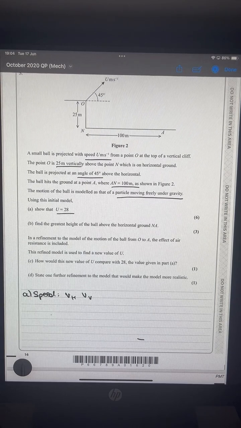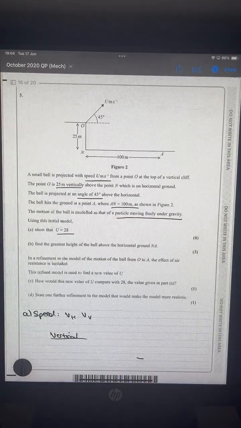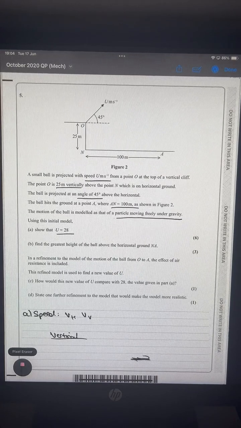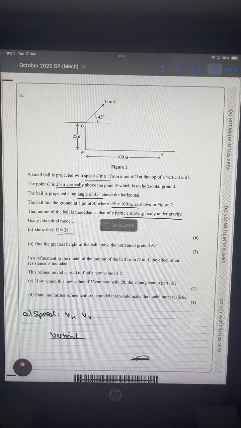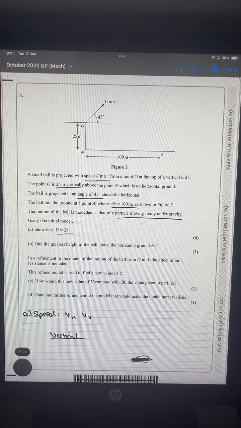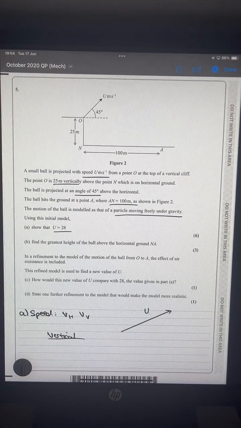So if I'm going to go vertically, I need to find the initial speed. What you need to do is, I hate when it messes up. Sorry, give me 1 second. There. What you need to do is resolve horizontally and vertically like we've been doing the whole time. Remember, mechanics is just a bunch of trig and resolving. So this is u. We know that this is 45.